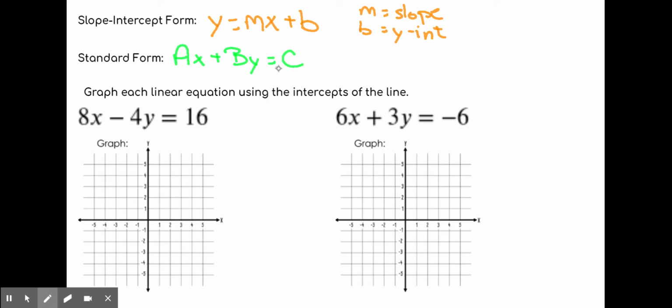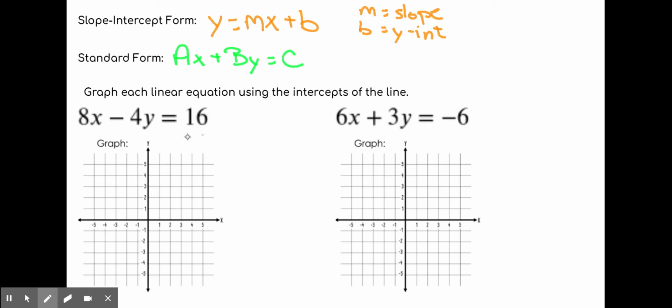This A, B, and C, we can get information from them, and we're going to do that, but just looking at A and looking at B and looking at C, they don't really mean anything, okay? A and B are coefficients. A is the coefficient of x, B is the coefficient of y, and then C is a constant, okay? Now, where standard form shines is to be able to find the intercepts of the line. We've already done this. We just didn't call it standard form.